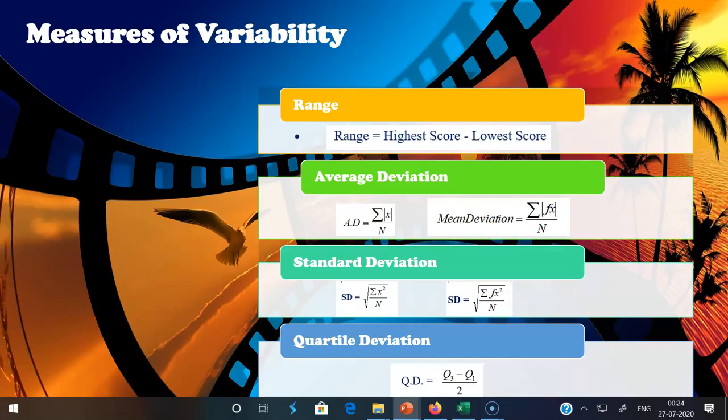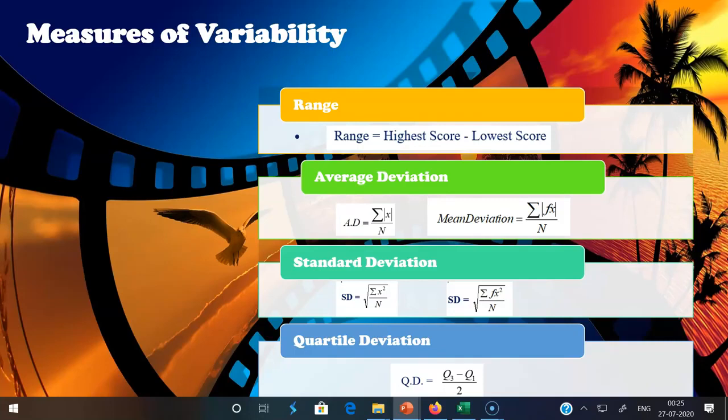Standard deviation, the most stable index of variability, is usually denoted by the letter sigma, the Greek letter. The standard deviation is defined as the positive square root of the arithmetic mean of the squares of the deviations of the observations from the arithmetic mean. The value of the SD is always positive.